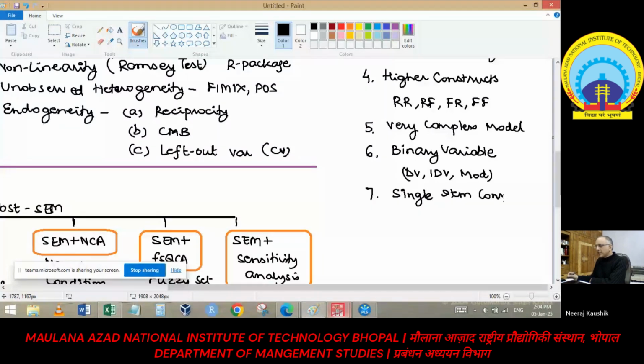AMOS requires a minimum of 3 statements for a construct. We can work with 2 also, if 2 items are there, but preferably 3 items minimum in AMOS. In SmartPLS, we can work on the single item also.